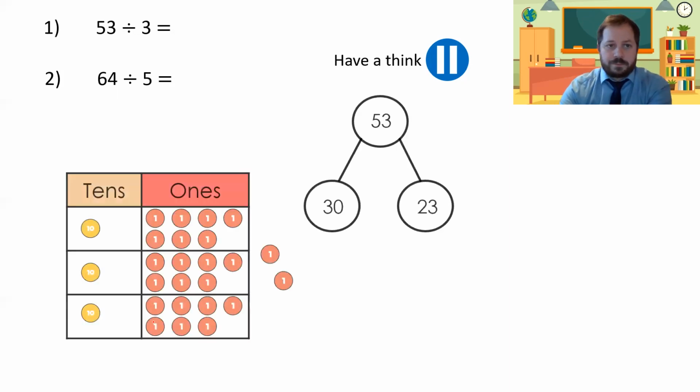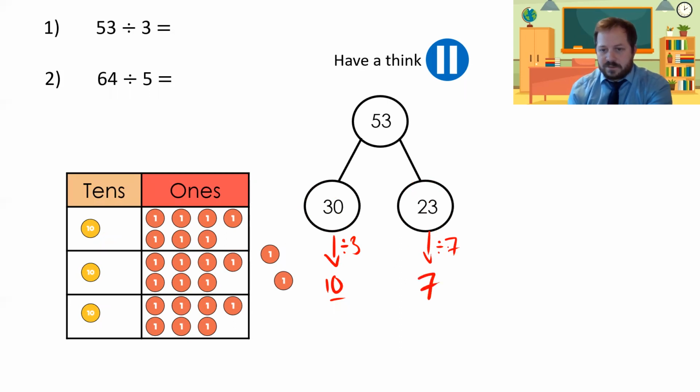Okay, let's go through them. First, we have 53 divided by 3. We've taken our chunk of 10 out, which is 30, so 3 into each. That's our first chunk, which is 10. Then we've got 23 left, and what we're trying to do is work out the closest we can fit into there. We can fit 7 in, with 2 left over, because 7 times 3 is 21, so remainder 2. We put them together to get our answer of 10 and 7, which is 17, with a remainder of 2.